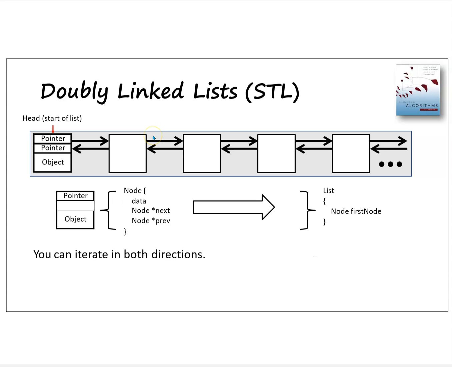Now, we want to get things a little more advanced. There's a concept of a doubly linked list. Now our node has 2 pointers, one to the next item and one to the previous item. You can iterate in both directions.